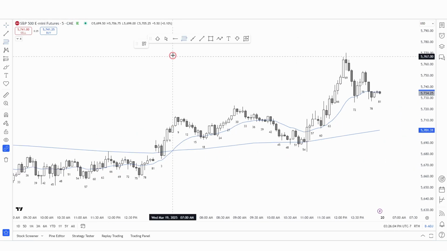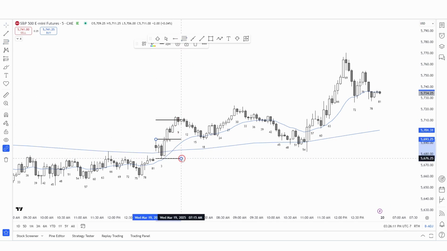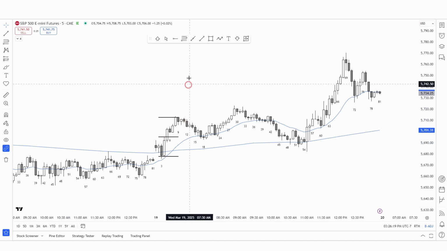And let's go over the measured moves. Opening range, first 3 bars. 1 to 1 was met pretty quick. Could say the breakout bar, bar 4. That's also met. Hold on. Yeah, that's met 1 to 1.